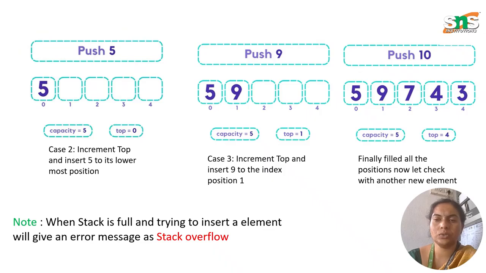In such a case we check the capacity, that is 5. Then we increment the top so it reaches the last index, and finally the stack capacity has reached 5. Suppose you want to push another element, 10. It will give a message of stack overflow, which means the capacity of 5 is filled and you cannot insert a new element. In such a case it gives an error message as stack overflow.